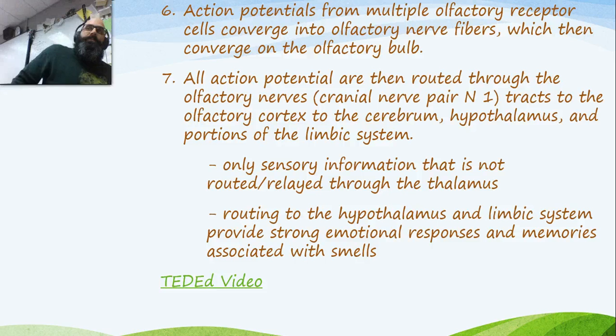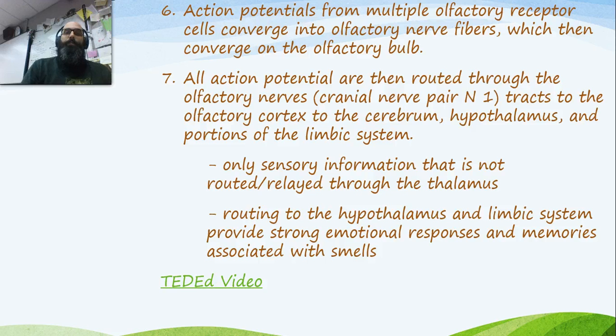Once that action potential is sent down the olfactory sensory cell, it travels from multiple olfactory receptor cells and converges into an olfactory nerve fiber, which then converges on the olfactory bulb. All the signals that are routed into the olfactory bulb then travel down two olfactory nerves. They're the first pair of cranial nerves, and they run directly to the cerebrum, hypothalamus, and portions of the limbic system. This is super important because smell is the only sensory information that doesn't have to pass through the routing system of the thalamus.